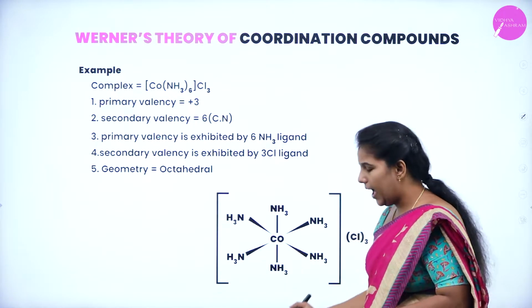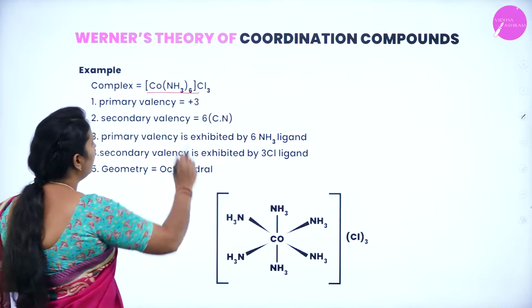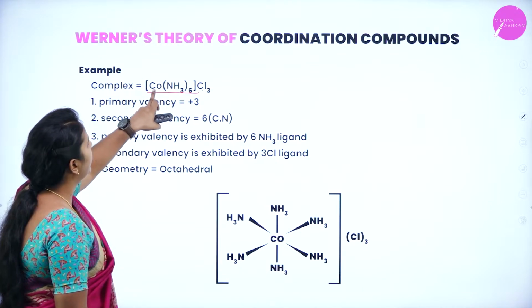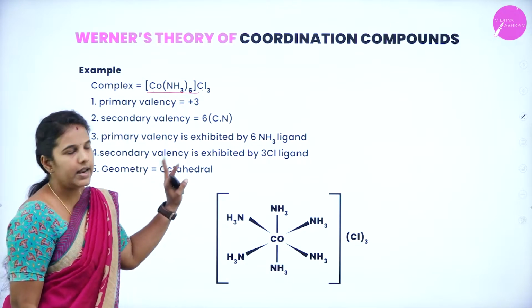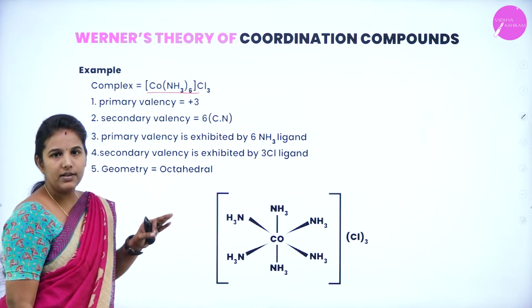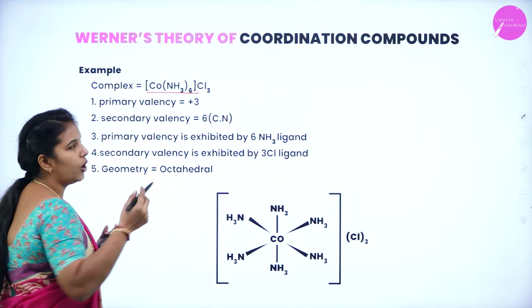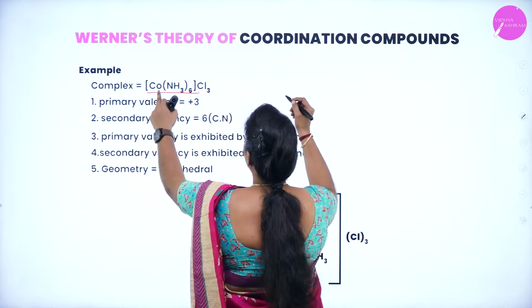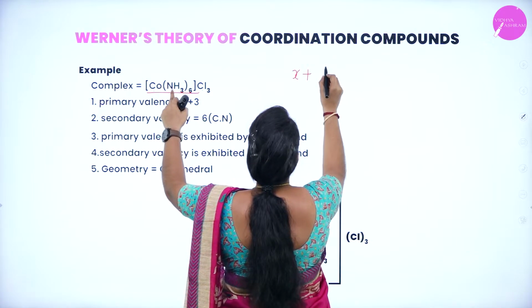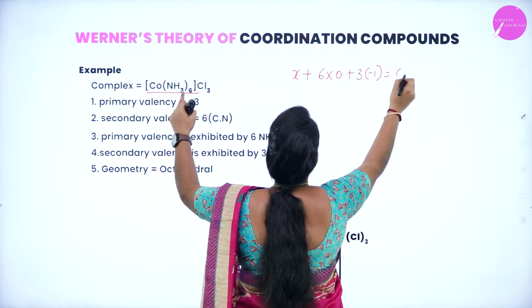So, here I have an example of Co(NH3)6 Cl3. How do you name it? So it is hexaammine cobalt(III) chloride. Is it right? Yes. So, from this, first of all, we need to calculate the oxidation number. We all know that we need to calculate the oxidation number of the central metal atom, which is obtained by x plus 6 into 0 plus 3 into minus 1, which is equal to 0.